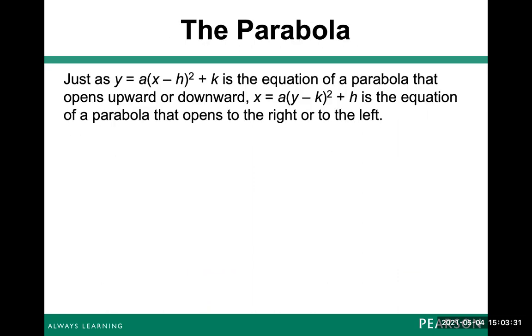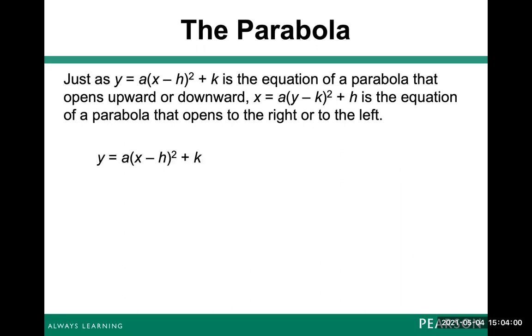All right, so we'll start with the parabola. Just as y equals a times (x minus h) squared plus k is the equation of a parabola that opens upward or downward, like we talked about in chapter 11, x equals a times (y minus k) squared plus h is the equation of a parabola that opens to the right or to the left.